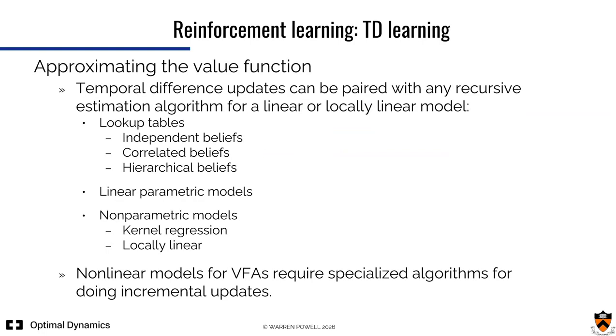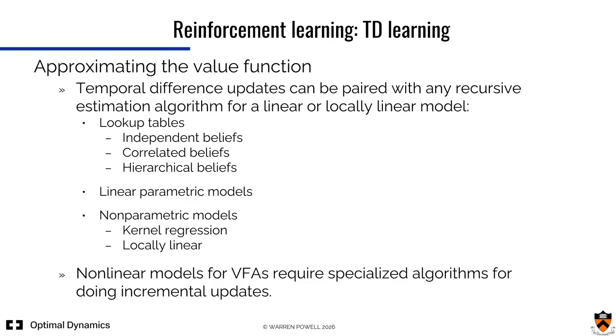Now, approximating the value functions, temporal difference updates can be paired with any recursive estimation algorithm for linear or locally linear models. So we can do lookup tables, and we've already reviewed in the module on estimation, lookup tables with independent beliefs, with correlated beliefs, and hierarchical beliefs. We've also done recursive learning with a linear parametric model. And you can do it with non-parametric because non-parametric is basically locally linear.